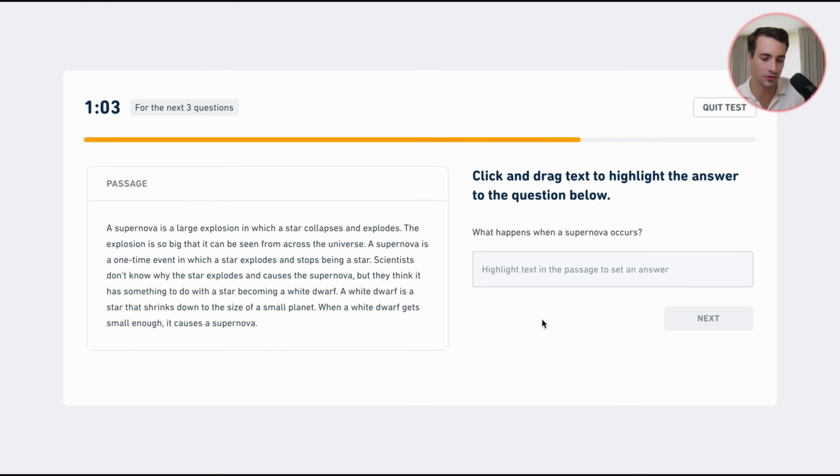What happens when a supernova occurs? In a supernova, a star explodes and stops becoming a star.